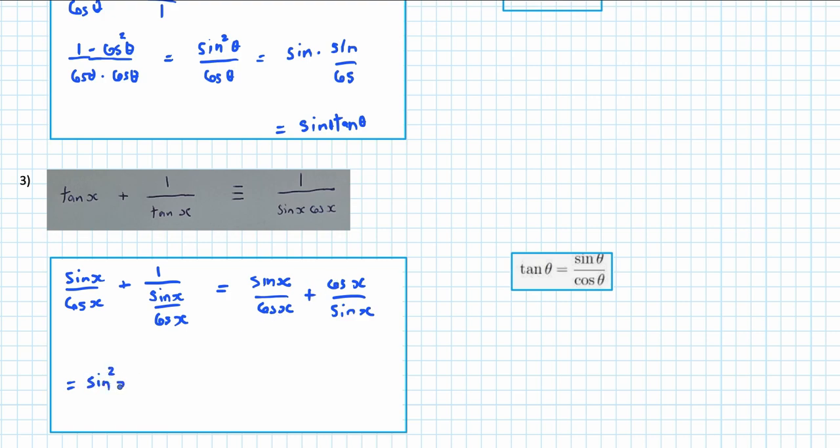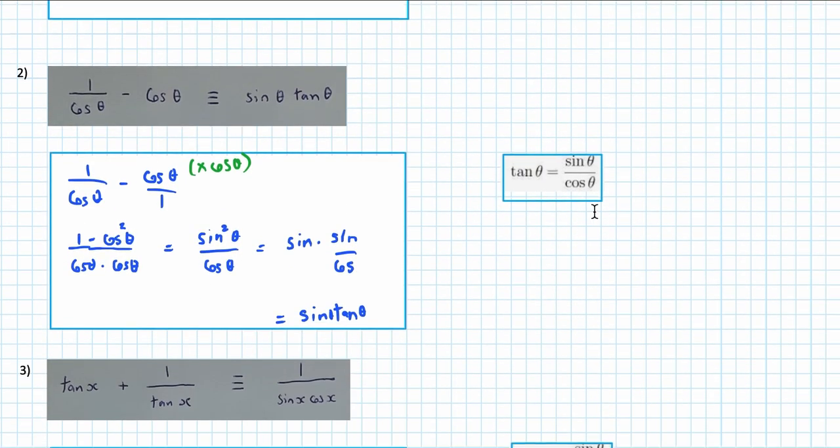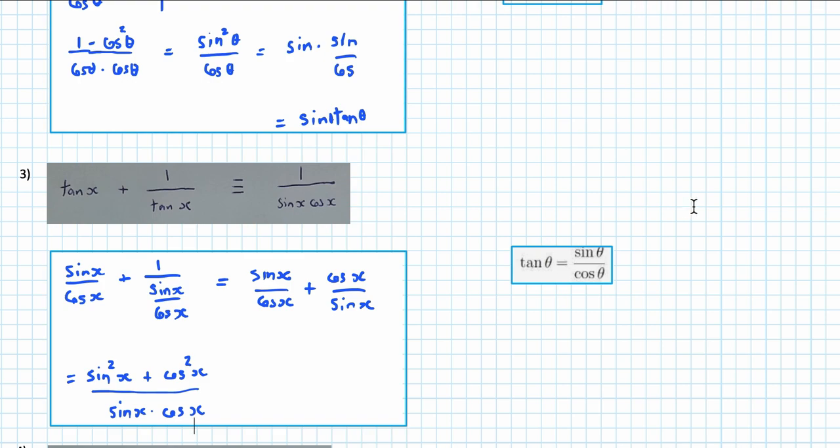So we've got 2 fractions we're going to multiply across. Sine times sine is sine squared. Cosine times cosine is cosine squared, all over, we'll just switch them around, put sine first, cosine times sine, which is the same as sine times cosine. It's commutative. And now, looking back over the other trig identity, you can see that sine squared x plus cosine squared x is equal to 1. So 1 all over sine x cosine x.